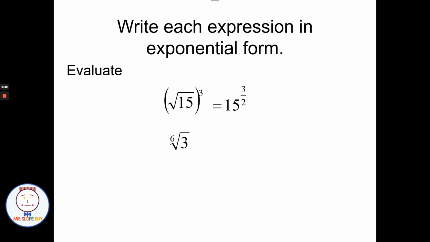The 6th root of 3, well, the 6th root part, the 6 is going to be the denominator, and the numerator is going to be the exponent from the radicand. So the exponent of the radicand is just 1. So I have 3 to the 1/6. The 4th root of a to the 7th, the 4 on the outside is the denominator, and the 7 is the numerator.